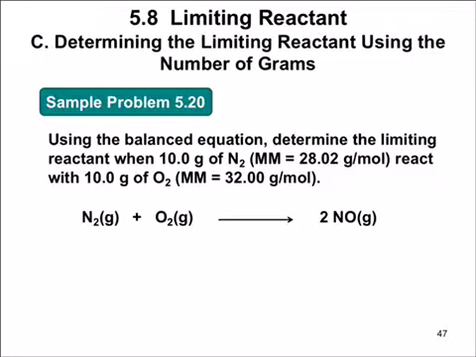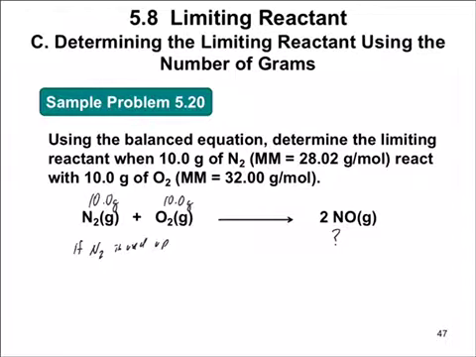So, let's actually do the problem the way that I would actually do the problem. So, using the balanced equation, determining the limiting reactant when 10 grams of N2, and they give us the molar mass, react with 10 grams of O2, and they give us the molar mass. Okay? In other words, I've got 10.0 grams of this and 10.0 grams of this. So what I do is I see, okay, how much can I make of this if the nitrogen is used up?